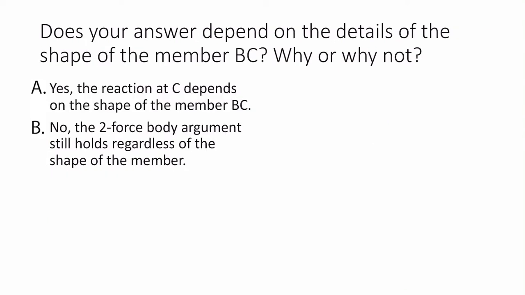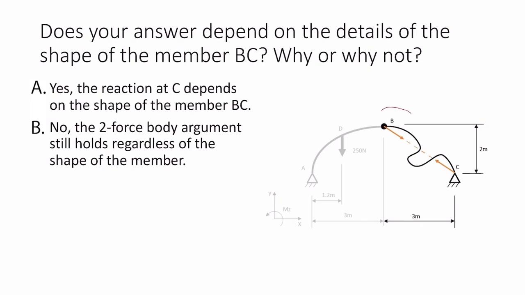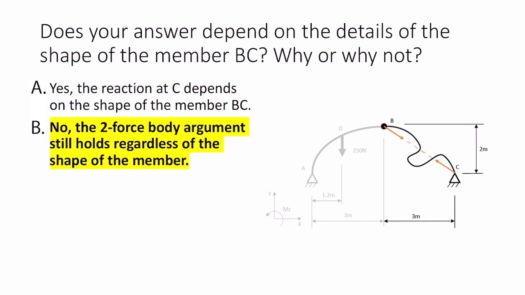Next, does your answer depend on the details of the shape of the member BC? Why or why not? Now, let's look at the picture shown below. Since BC is considered a 2-force body, no matter how the shape changes, the reaction direction will always be along the line BC. This makes the answer no, the 2-force body argument still holds regardless of the shape of the member, true.